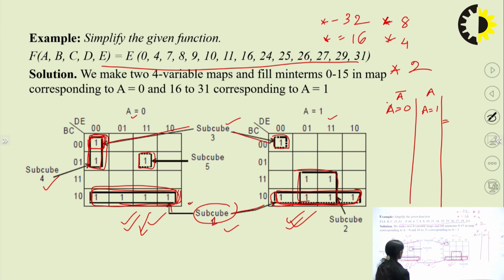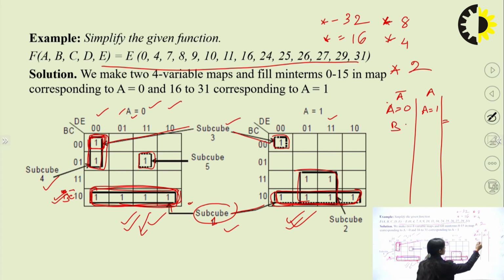So corresponding to A bar, what can this group be called? This is corresponding to the 4th row, and all 4 columns will sum up to 1. So we are only left with B bar C bar. This is called BC bar, so this is written as BC bar here.